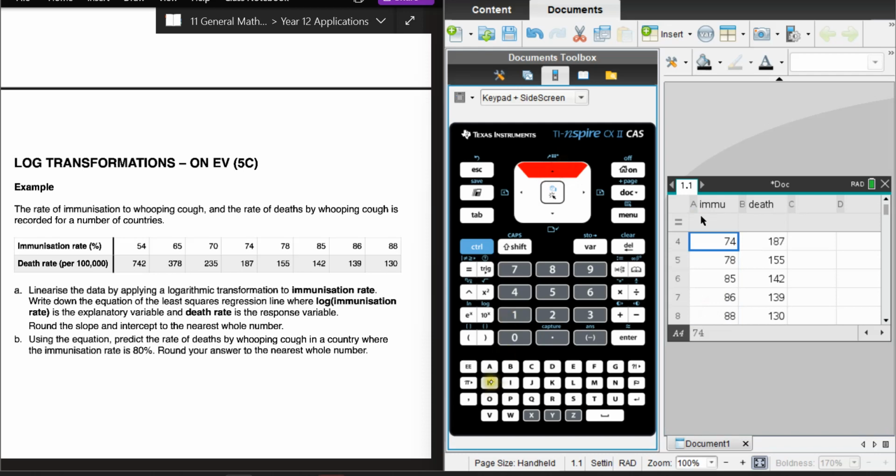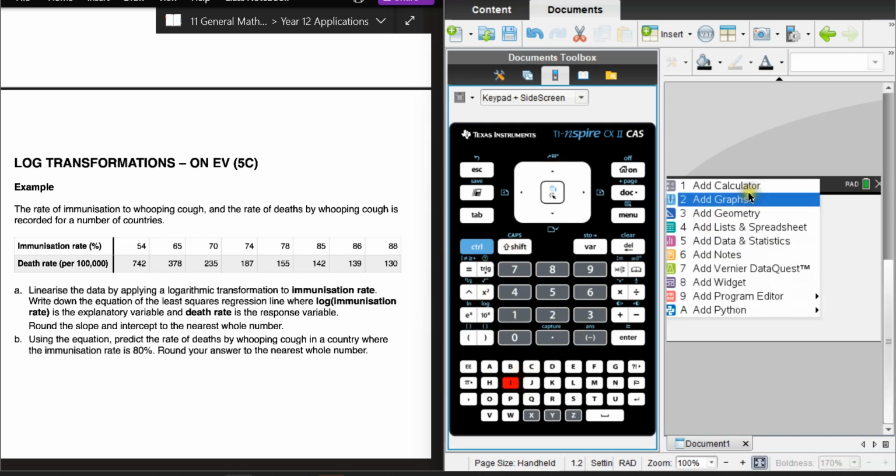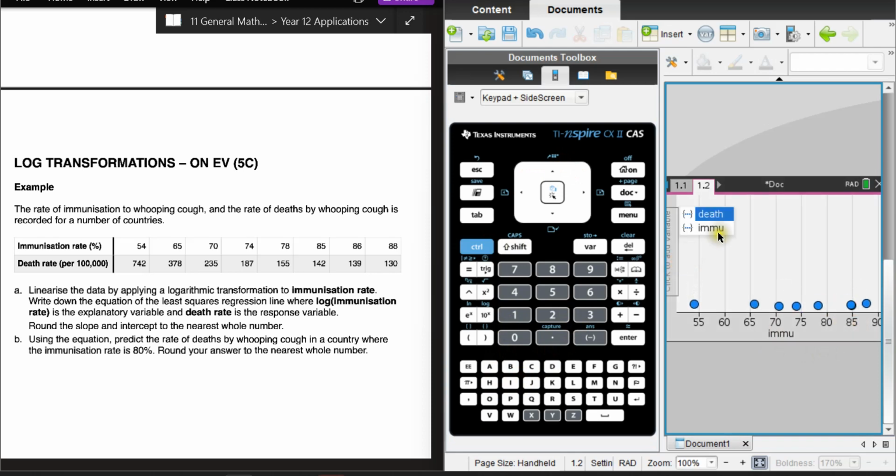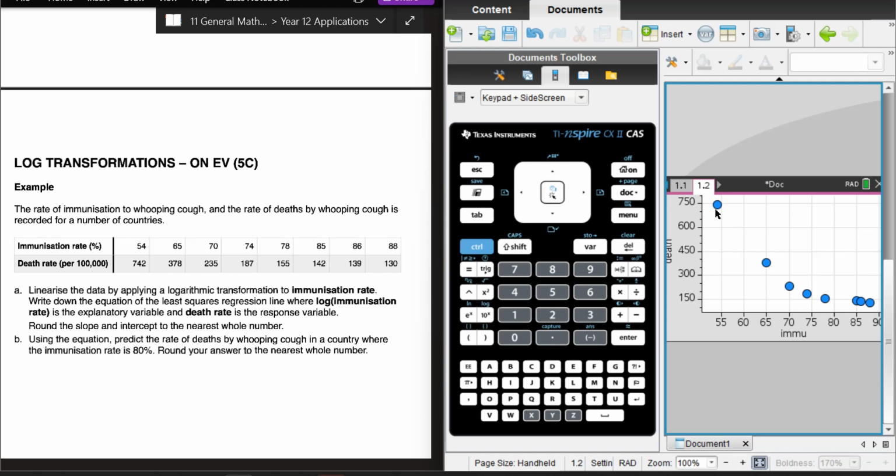Because if we were to put this in a graph, so let's add this into a graph. My EV, I'm assuming, is going to be immunization rate. And my RV can be the death rate. Okay, so if you look at the data, you can see that it's not linear. It's curving downwards. Okay, so if you were to put a line through it, or a least squares regression line, and you try to make a prediction, it might not necessarily be accurate. So you want to try and make it linear, make it straight.